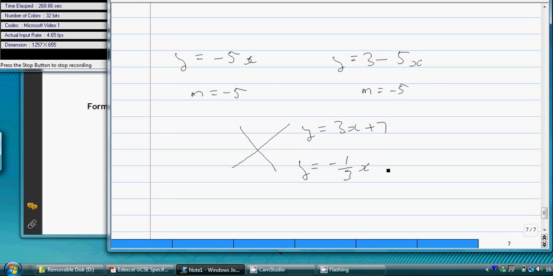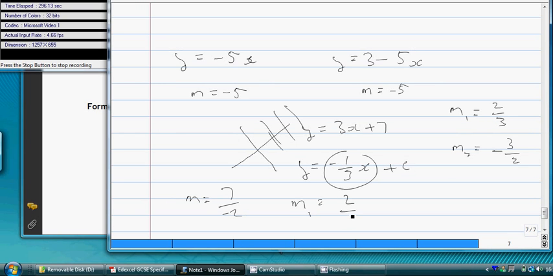And this could be anything here, because all these lines would be the same as that, and the c would be different. So in fact, if the gradient of one line is, say, 2 over 3, the gradient of the perpendicular is upside down, so it's 3 over 2 with a minus. If the gradient of one line is equal to 7 over minus 2, the gradient of the perpendicular will be 2 over 7, change the sign so it disappears. Okay.